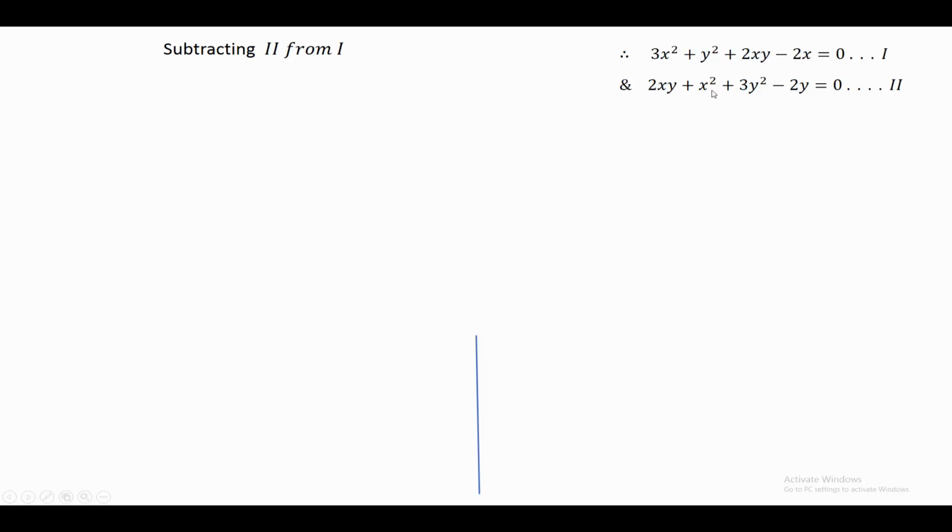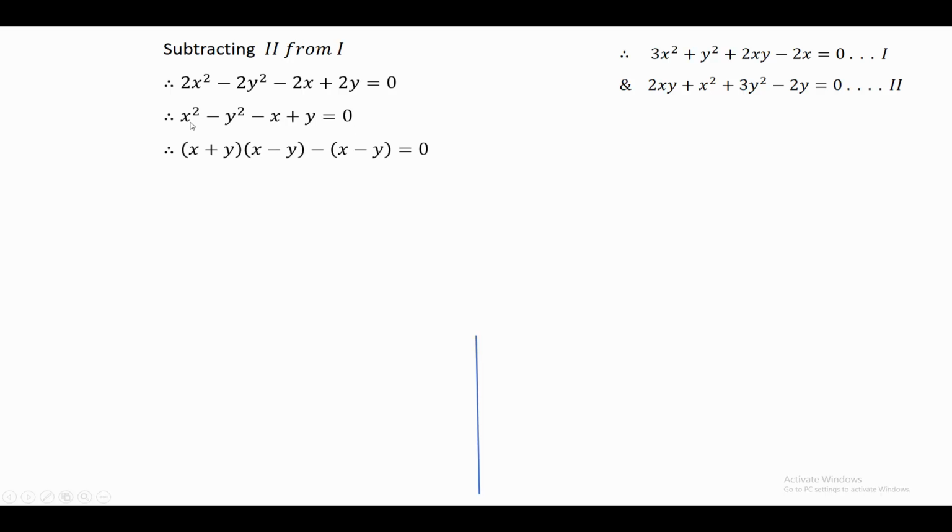So 3x square minus x square is 2x square. Then y square minus 3y square is minus 2y square, plus 2xy minus 2xy cancel, then minus 2x, and this minus minus becomes plus 2y equal to 0. Now divide throughout by 2. So we get x square minus y square minus x plus y equal to 0.